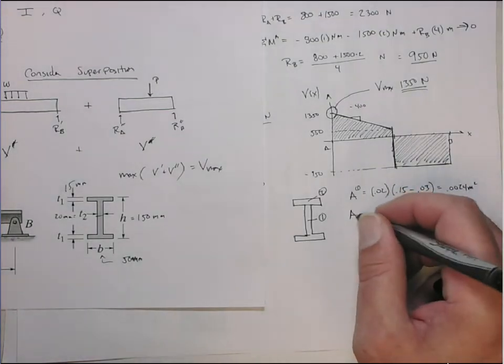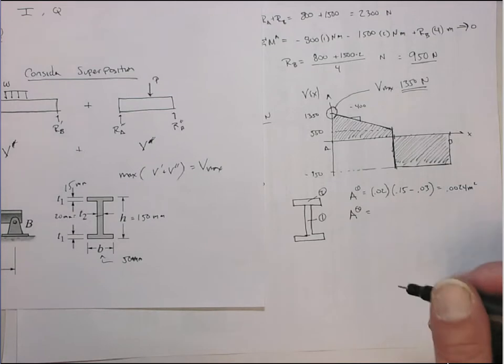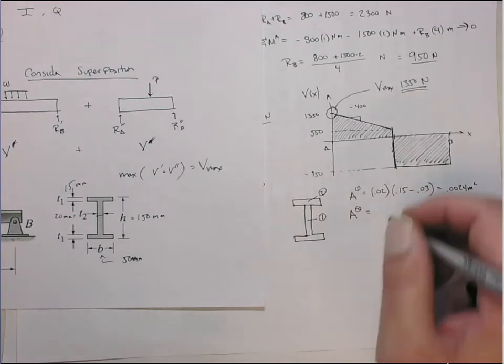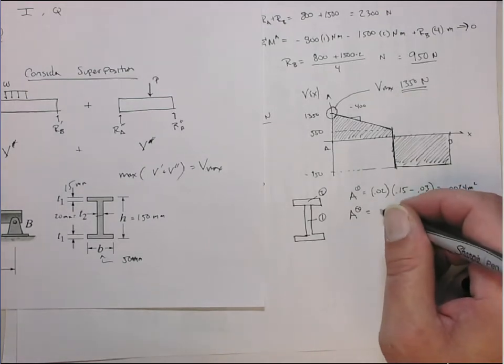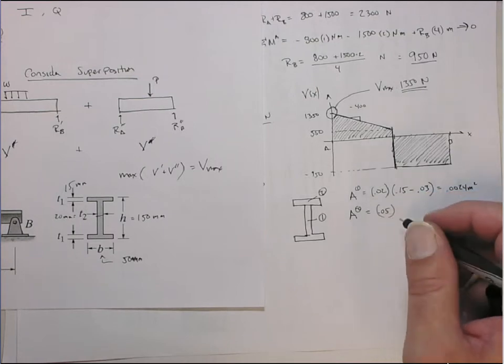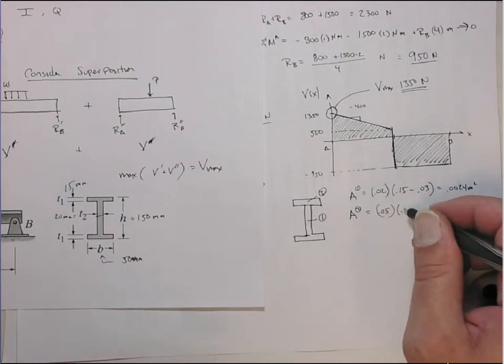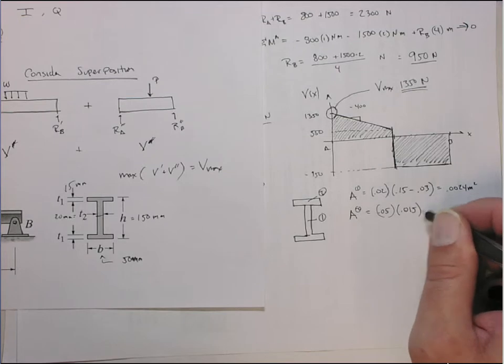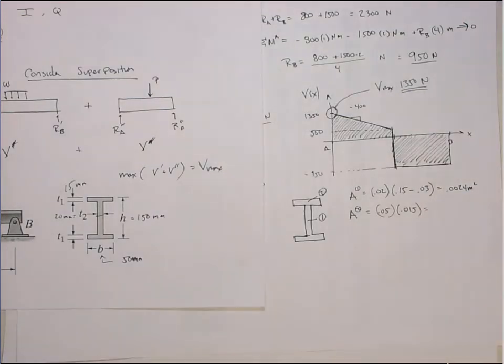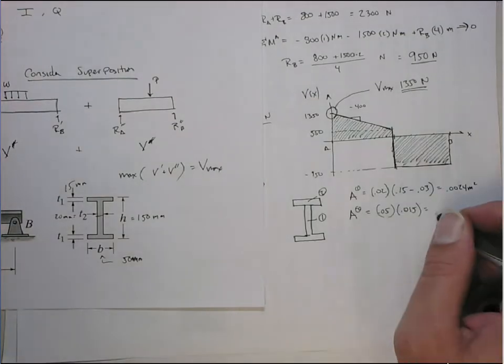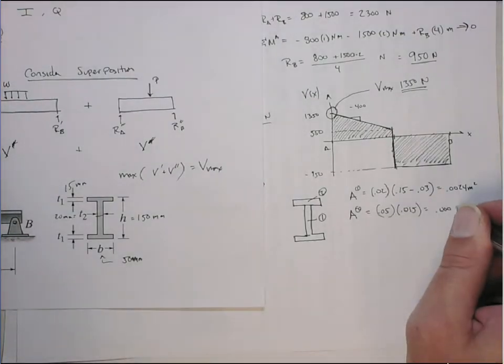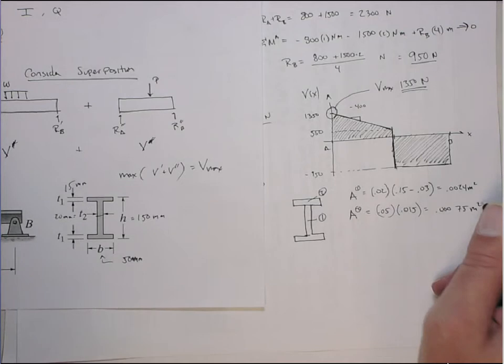Okay. The area of the second section is going to be its base, which is 0.05 meters, 50 millimeters, times the height, which is 0.015 meters. And that's 0.00075 meters squared. Those are the areas. We need those to get the Q's, right?